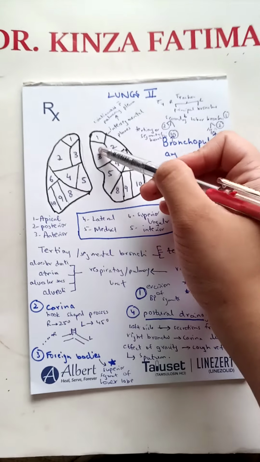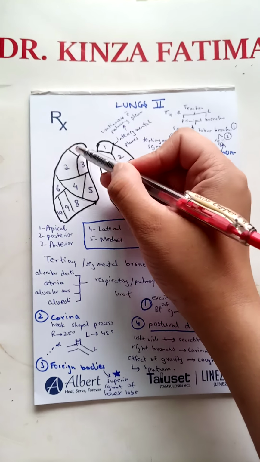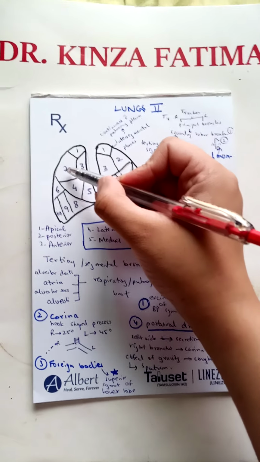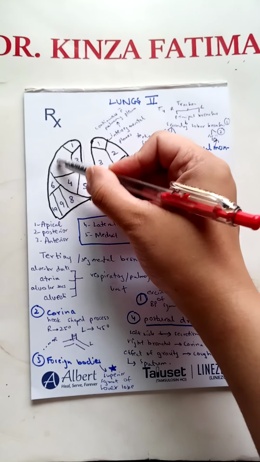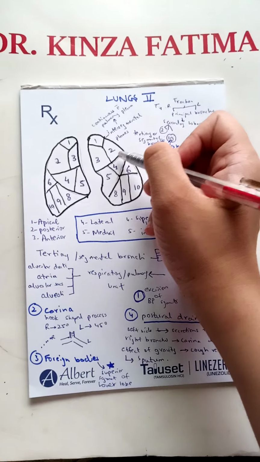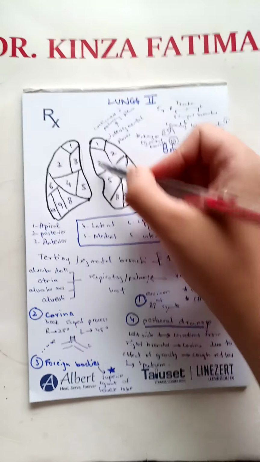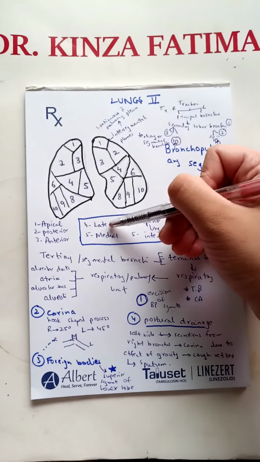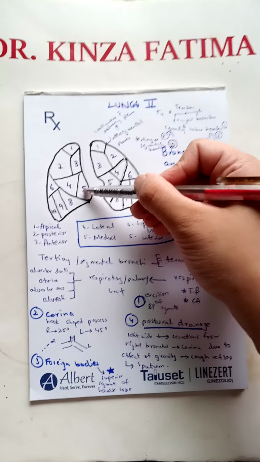The upper lobe consists of number 1, the apical segment, on both sides, right and left lung. Then number 2 and number 3 are the posterior and anterior. 1, 2, 3 are the segments of the upper lobe. Now in the middle lobe there are number 4 and number 5, that is the lateral and medial. This one is the lateral and this one is the medial.